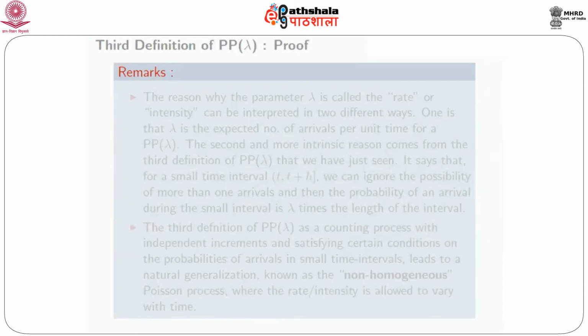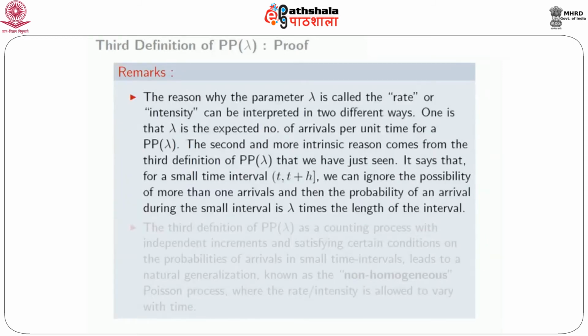Okay, so here are some remarks. The reason why the parameter lambda is called the rate or intensity can be interpreted in two different ways. One is a very simple-minded way of interpreting it, namely that lambda gives you the expected value of the number of arrivals for a PP(lambda). That's immediate from the definition and the fact that a Poisson random variable with parameter, let's say alpha, has expected value alpha.